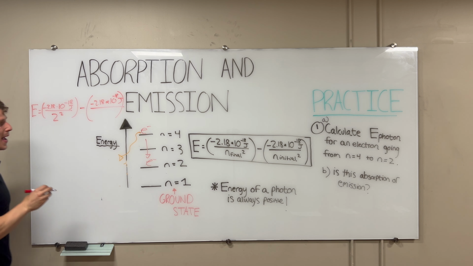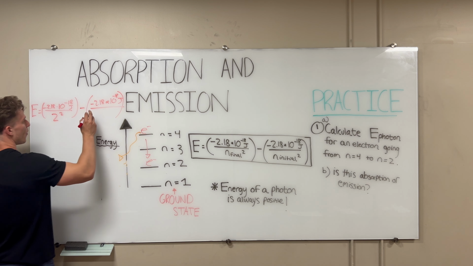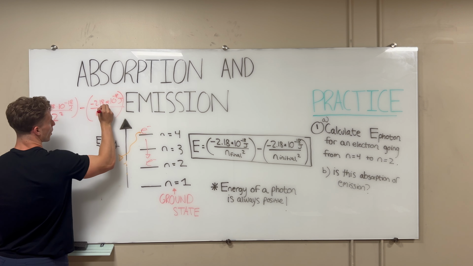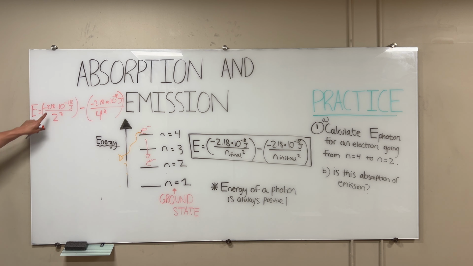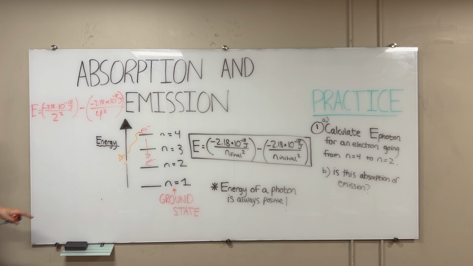over, what is my initial n value? My initial value is 4. So I'm going to do 4 squared. So make sure you get this value, and then subtract them. The energy associated with that process, right?